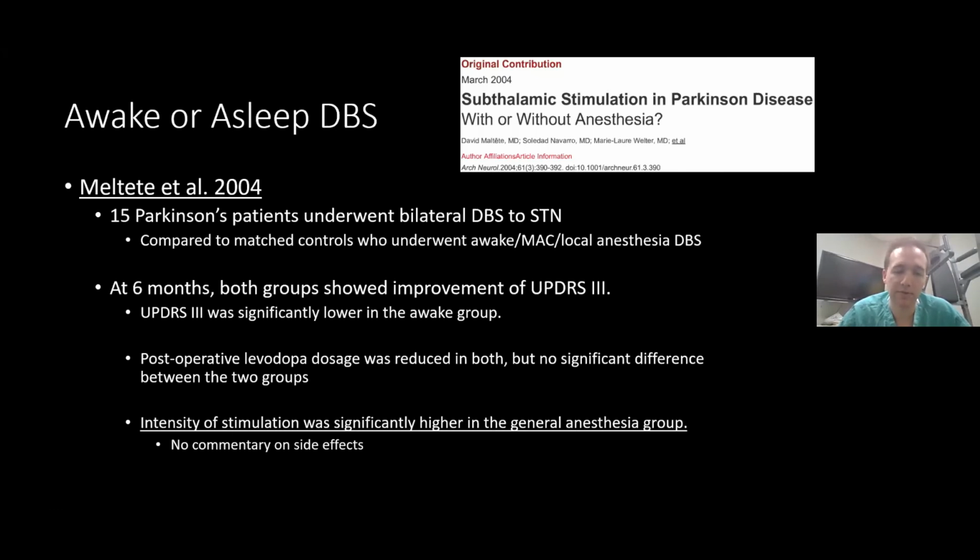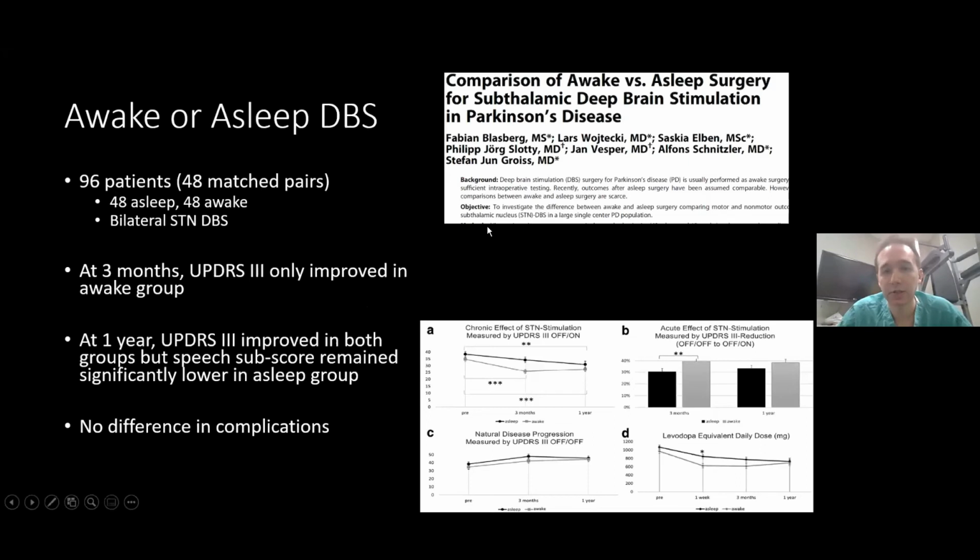And so the amount of benefit they're having, you're not able to maximize that benefit, so to speak. And when you do this surgery asleep, you figure that out in the office, not in the surgery where you can fix things. So that's part of the reason why we do things awake the way we do. Here's another study showing the same thing.